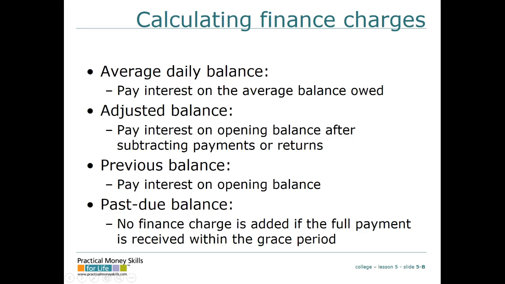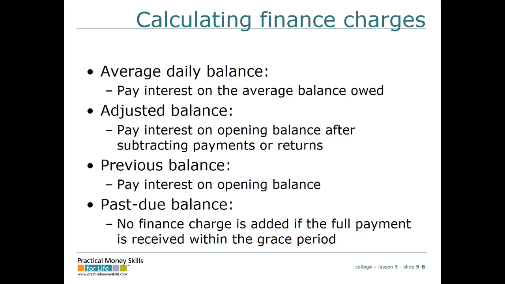When calculating finance charges, you use a number of different methods. One of those, probably the most common, is the average daily balance, where you pay interest on the average balance owed during the billing cycle. The creditor figures the balance in your account on each day of the billing cycle, then adds together these amounts and divides by the number of days in the billing cycle. Sounds complicated, but it's not really that complicated. Your balance may stay the same for 10 days, and then if you charge something, it's going to go up, or if you make a payment, it's going to go down, and so that will affect the amount of interest that you pay in an average daily balance.